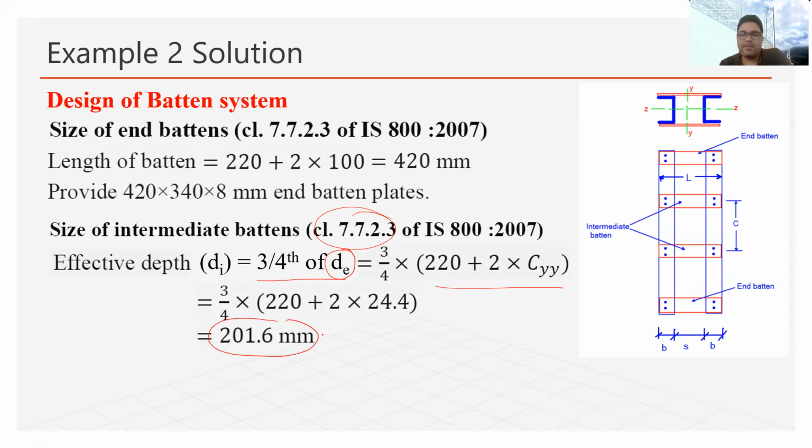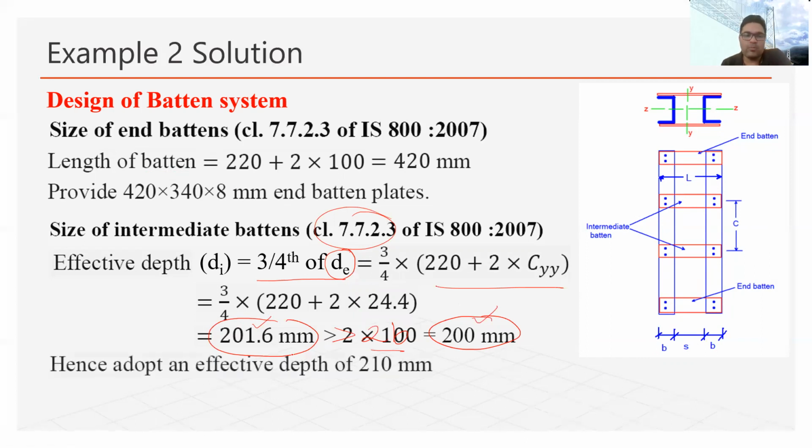Well, we have to satisfy this condition also, that this depth should be more than 2 times B, which is actually 200. So the effective depth of the intermediate batten is 201.6. So we will take higher than this, because the minimum should be this one, but we have to take the higher end value. So adopting this value 201 as 210.